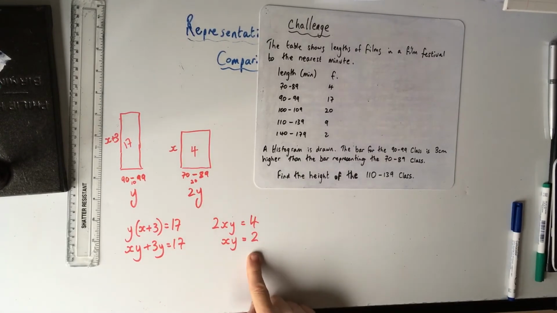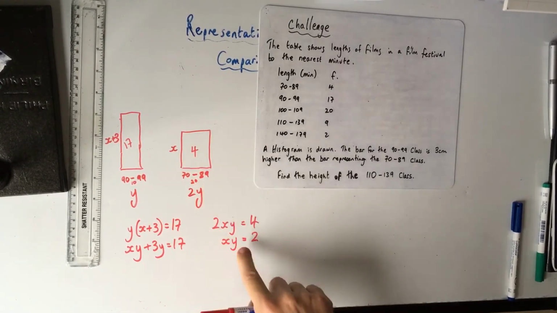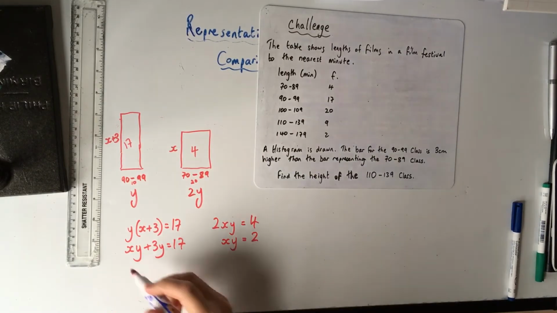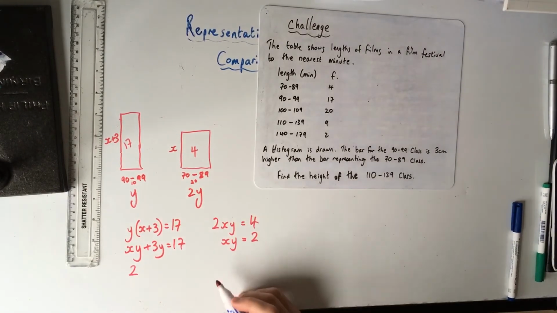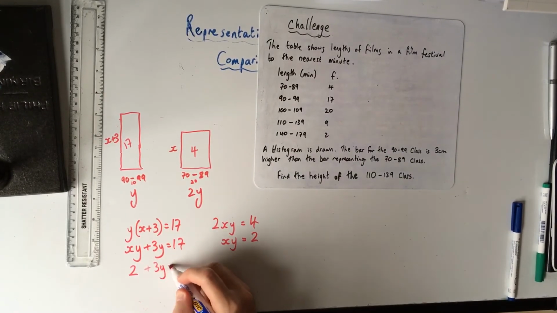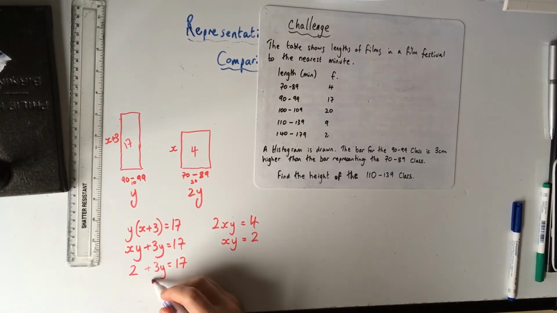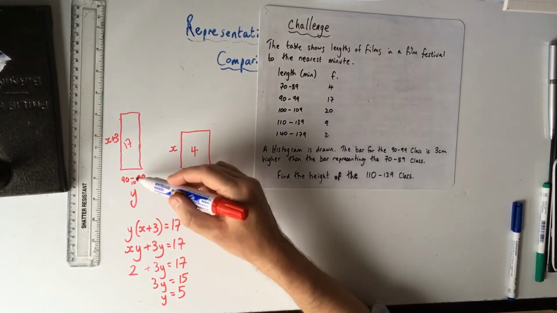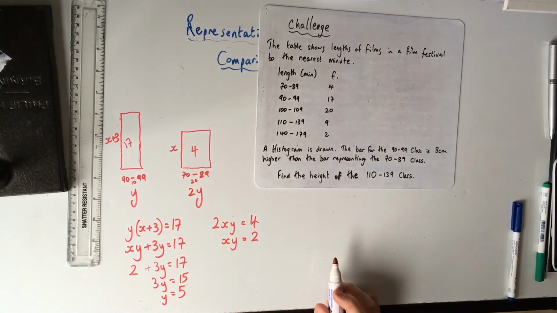Now if xy is equal to 2 from this one, we've got that information from this bar, we've got an xy there, and we know that is equal to 2, because the whole thing is in the same scale, isn't it? So 2 plus 3y is equal to 17. Take 2 off both sides. 3y equals 15. So y must be 5. Okay, so we know that y is 5 now.